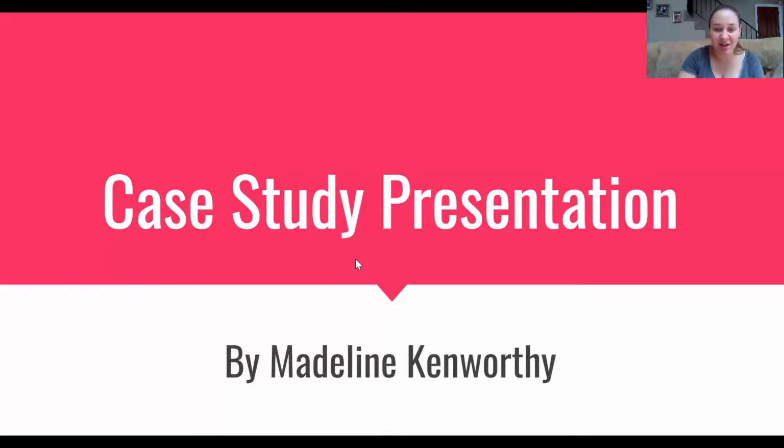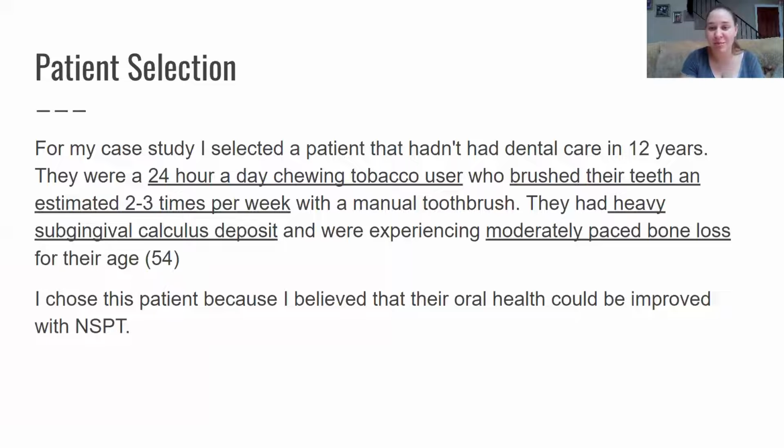For my patient selection, I picked a 54-year-old man who hadn't had dental care in 12 years. They brush their teeth 2 to 3 times a week and were a 24-hour-a-day chewing tobacco user. I picked this patient because I believed that their oral health could be improved with NSPT.